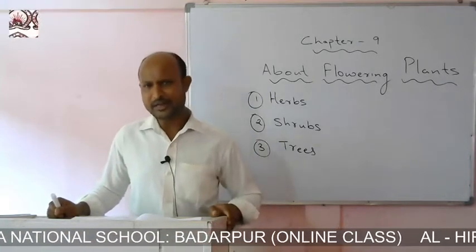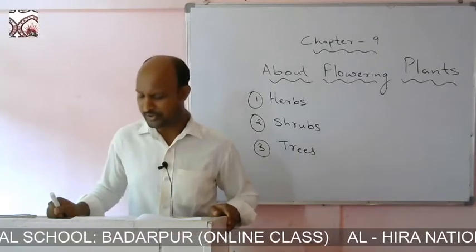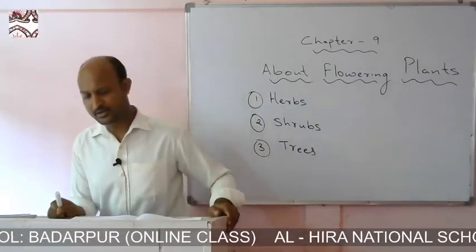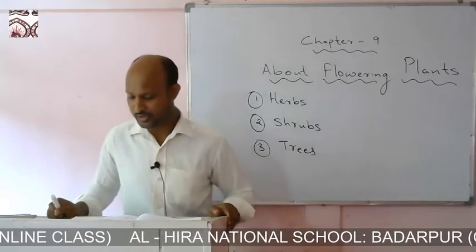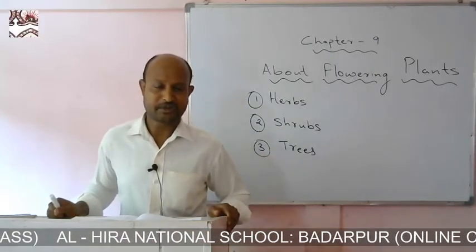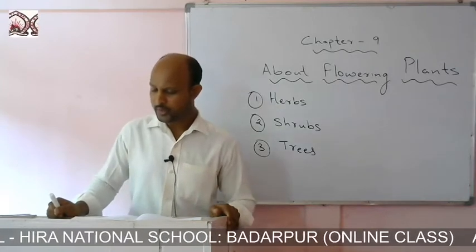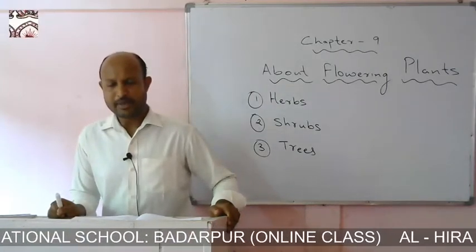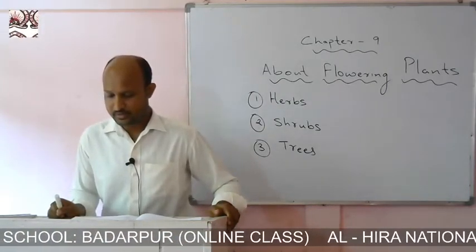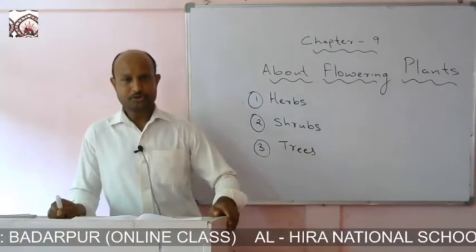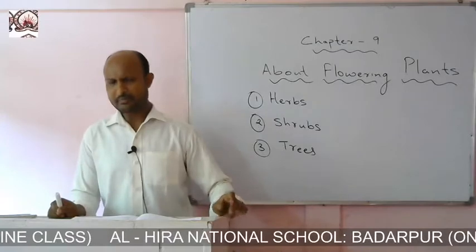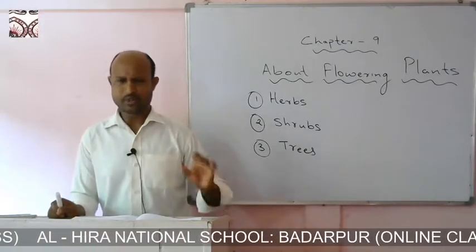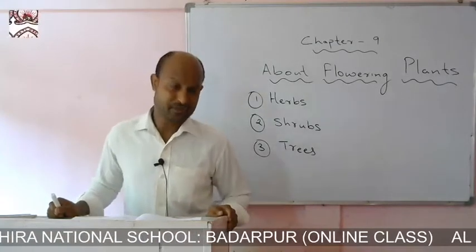So from the tiny grass to the tall neem tree, from the prickly cactus to the floating lotus, from the bushy China rose to the climbing gourd, plants are classified into many types. We know that there are many different types of plants. So today we are going to learn some types of plants. They can be classified into many types on the basis of size and the kind of stem.